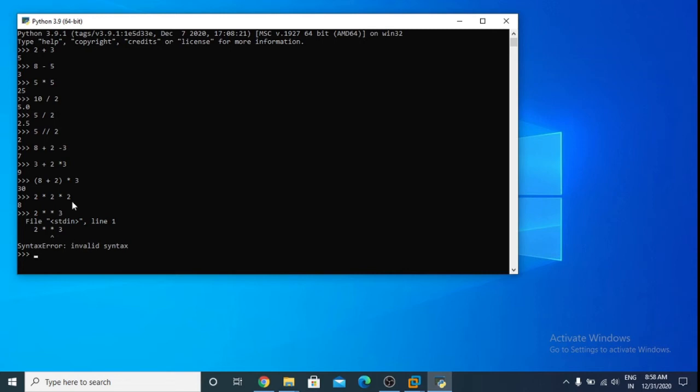Okay, so what's the problem here? Checking here, 2 multiply 2 multiply. Okay, so don't give a space here. Okay, so now here I have done integer operations and float type values. So now I'm trying string values like any name.